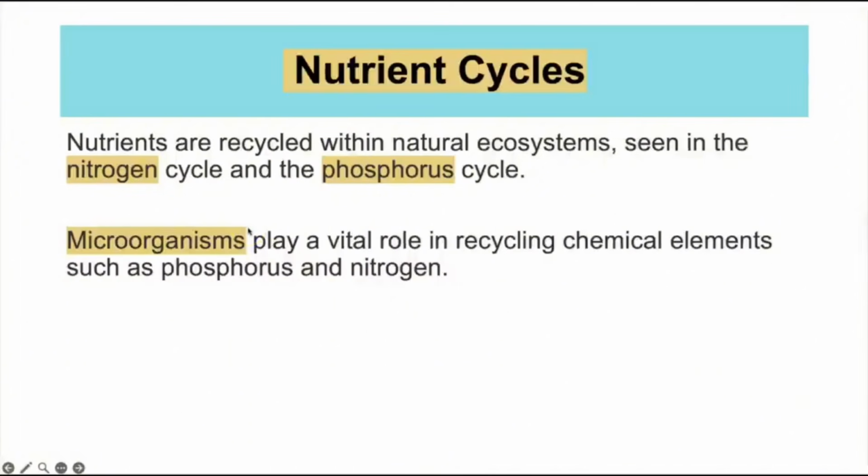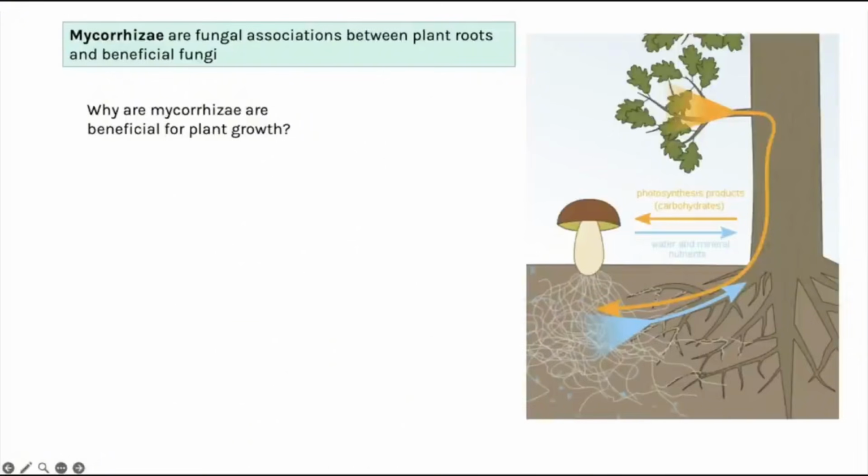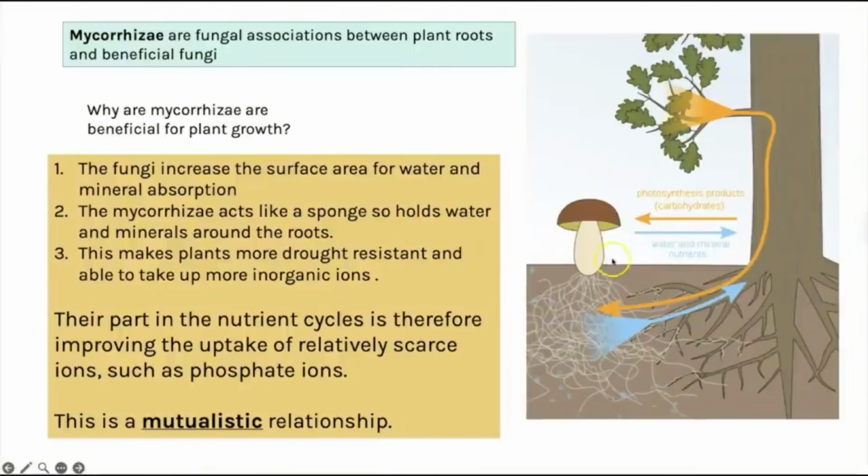Nutrients are recycled within natural ecosystems, and we see this in the nitrogen cycle and the phosphorus cycle for AQA. And microorganisms play a vital role in both of these cycles to recycle the elements phosphorus and nitrogen. Mycorrhizae are the fungal associations that you get between plant roots and beneficial fungus. And this is going to be useful because the fungi have these hyphae which can branch through the soil and increase surface area for water and mineral absorption. The mycorrhizae also act a bit like a sponge. They can really absorb and retain water.